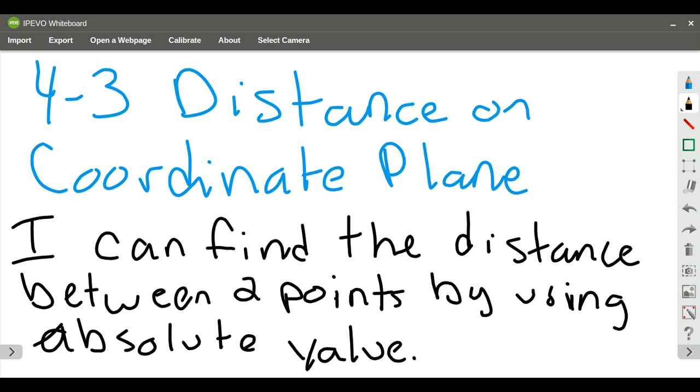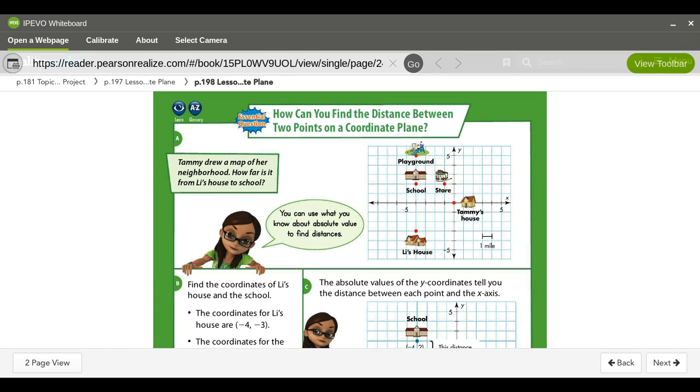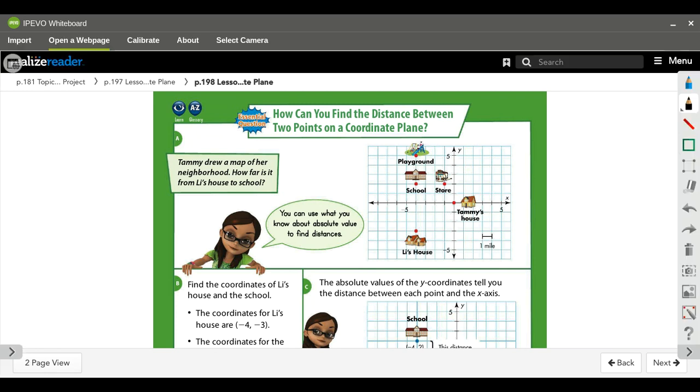I'm going to go to the example on page 198. So finding distance between 2 points on the coordinate plane, the first thing we're going to do is identify the two coordinates that we're going to use. It says Tammy drew a map of her neighborhood. How far is it from Lee's house to school? So we first need to identify the different coordinates. Lee's coordinates are going to be -4, -3. And then the school's coordinates are going to be -4, 2.